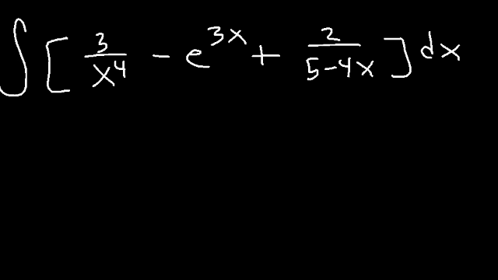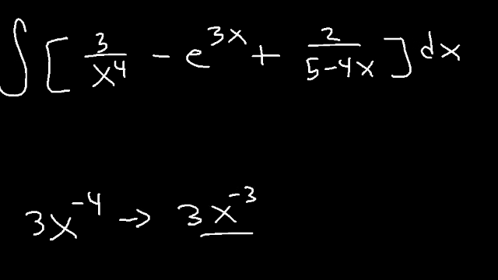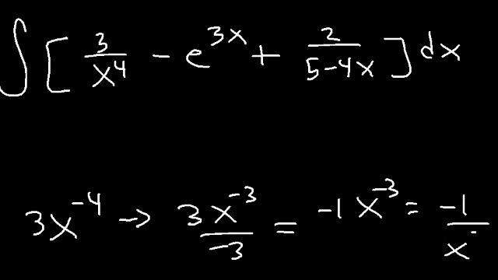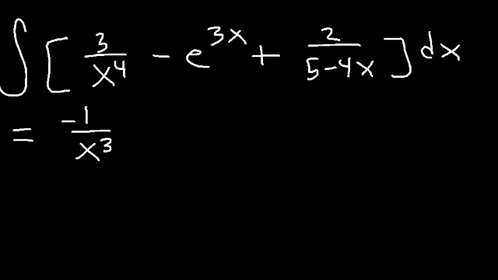So for the first expression, we need to rewrite it. This is going to be 3x to the -4. So we get to add 1, -4 plus 1 is -3, and then divided by -3. So this is -1 x to the -3, which is -1 over x cubed. So that's the first part. Now the antiderivative of e to the 3x is going to be e to the 3x divided by 3. And for the last one, it's going to be ln 5 minus 4x.